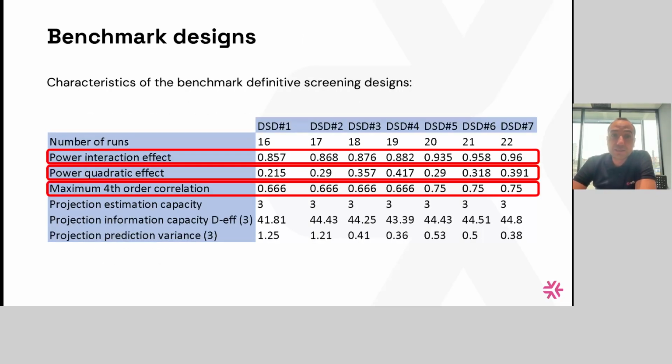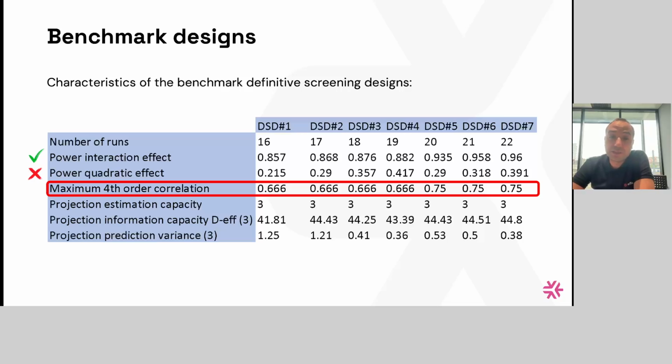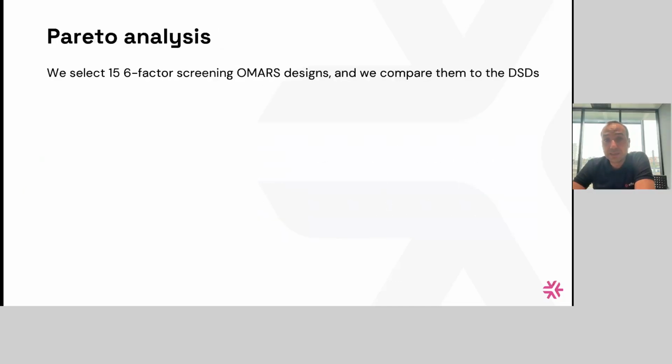Now the benchmark designs are here, and I have highlighted 3 different rows in this table, so are DSDs from 16 to 22 runs. Now the power to detect interaction effects is very high. This is typical, that's good. The power to detect quadratic effects is very low, which is very typical for definitive screening designs, so this is not that good. And the maximum 4th order correlation for these small DSDs is also very high, which is not that good. So similarly, let's take 15 different 6-factor screening OMARS designs, and we will compare them to the benchmark.